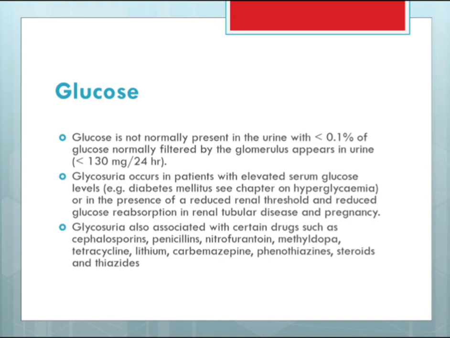Glucose. Glucose is not normally present in the urine, with less than 0.1% of glucose normally filtered by the glomerulus appearing in urine, less than 130 milligrams in 24 hours. Glycosuria occurs in patients with elevated serum glucose or in the presence of a reduced renal threshold and reduced glucose reabsorption in renal tubular disease and pregnancy. Glycosuria is also associated with certain drugs such as cephalosporins, penicillins, nitrofurantoin, methyldopa, tetracycline, lithium, carbamazepine, phenothiazine, steroids, and thiazides.